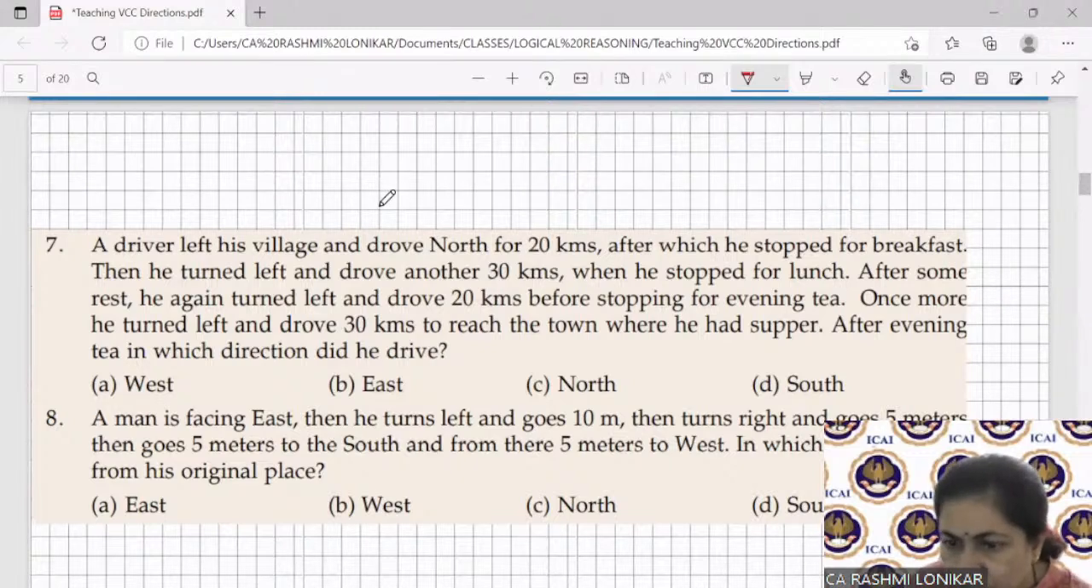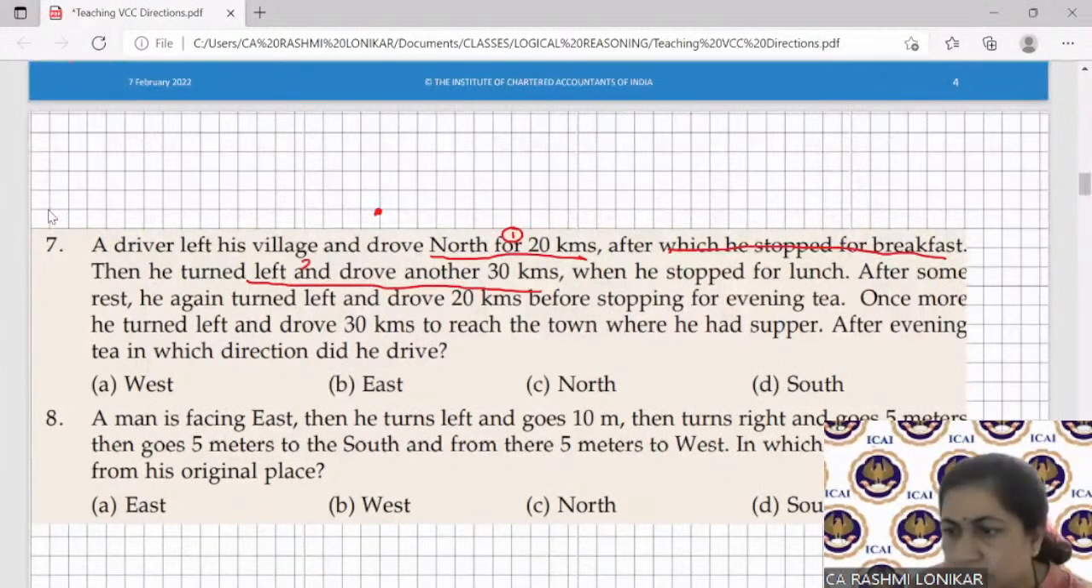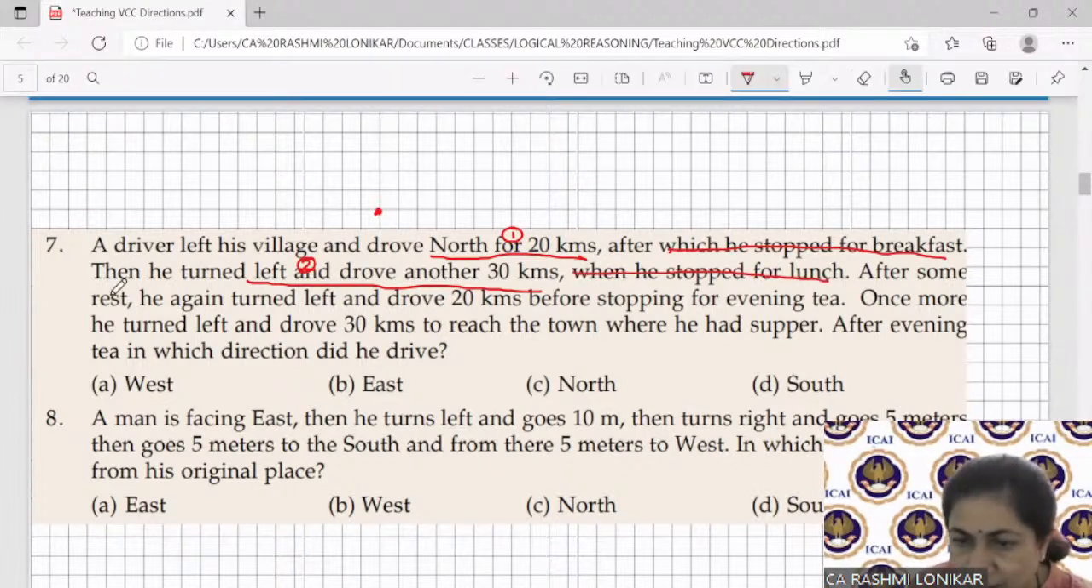A driver left his village and drove north for 20 kilometers. This is important. After which he stopped for breakfast. This is not important. Then he turned left and drove another 30 kilometers. This is important. Where he stopped for lunch is not important. After some rest, he again turned left and drove 20 kilometers. This is my third important point.